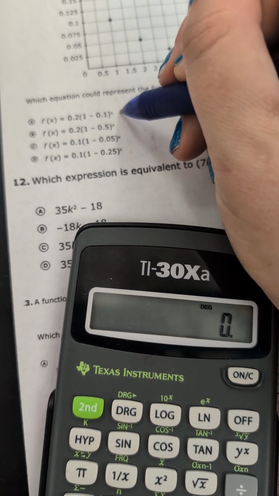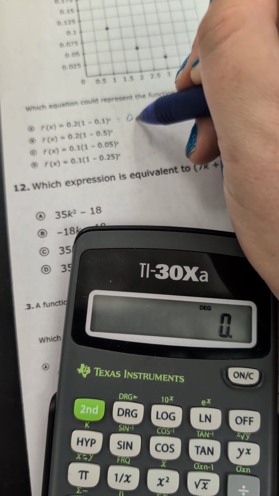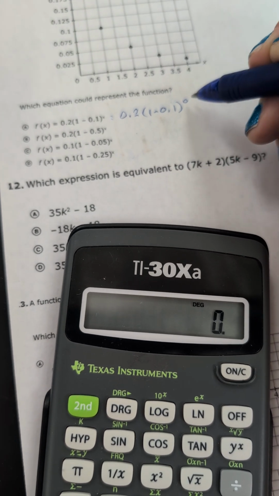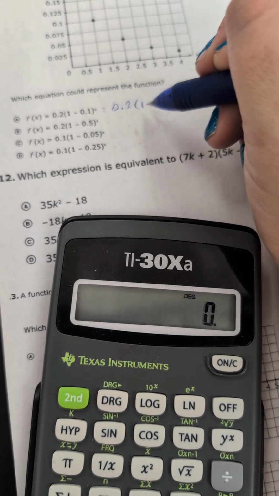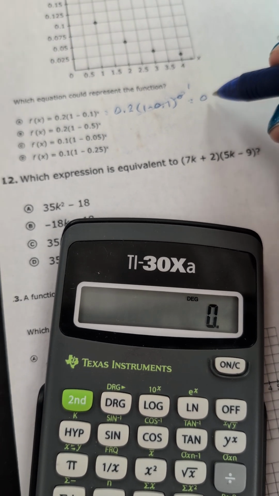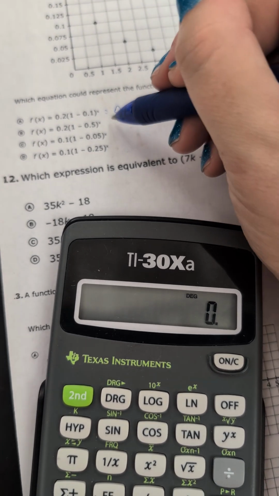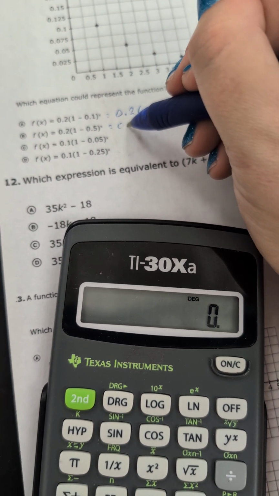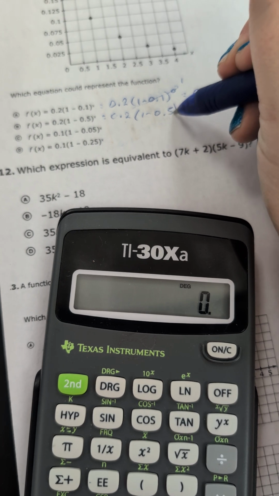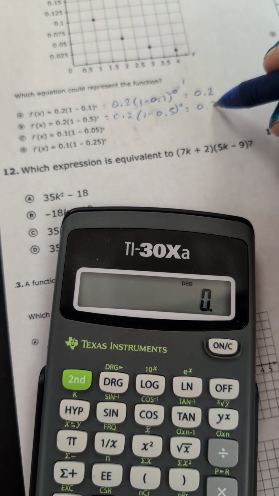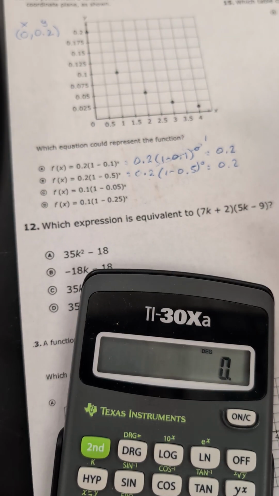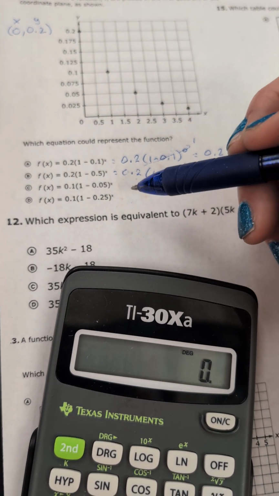Okay, so here I am going to plug in 0. Now, if we have something to the 0 power, it is always a 1. So that would actually give me 0.2. Here, if we use 0, and then we are still taking it to the 0 power. So those are both contenders for being a function for this graph.